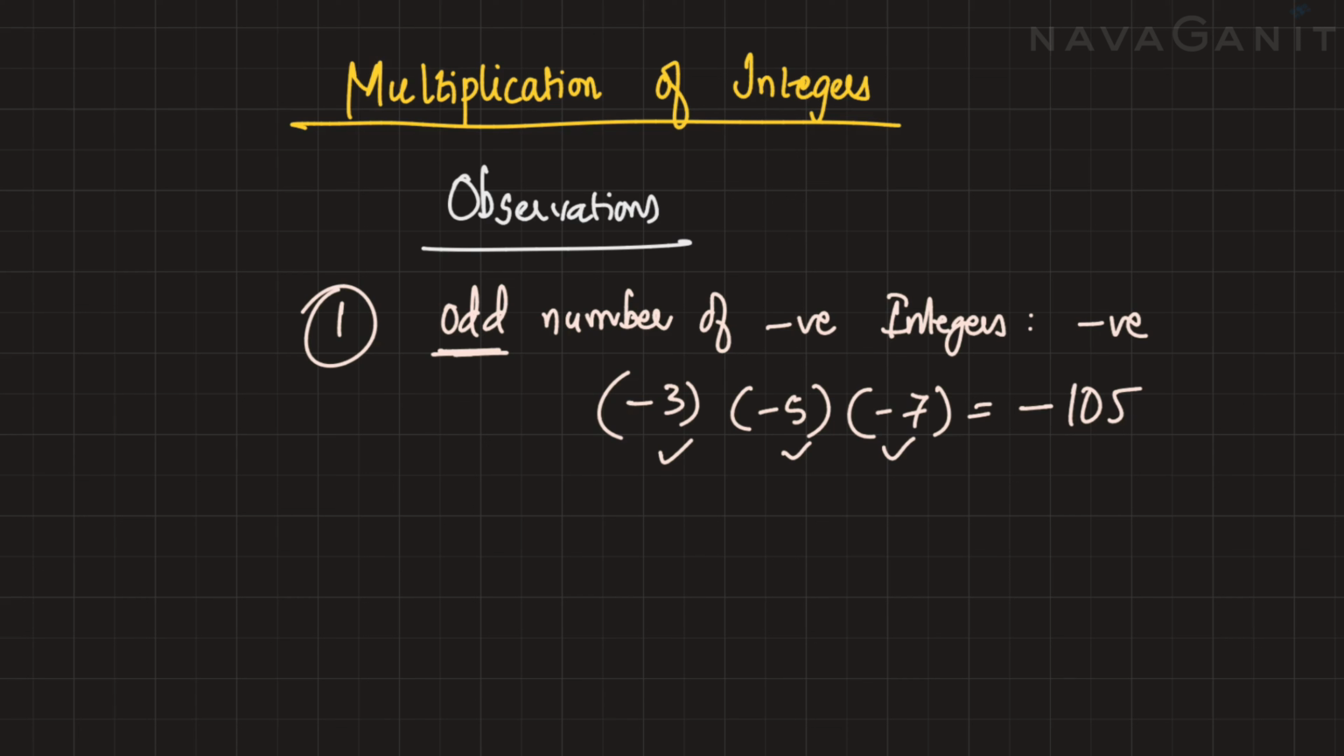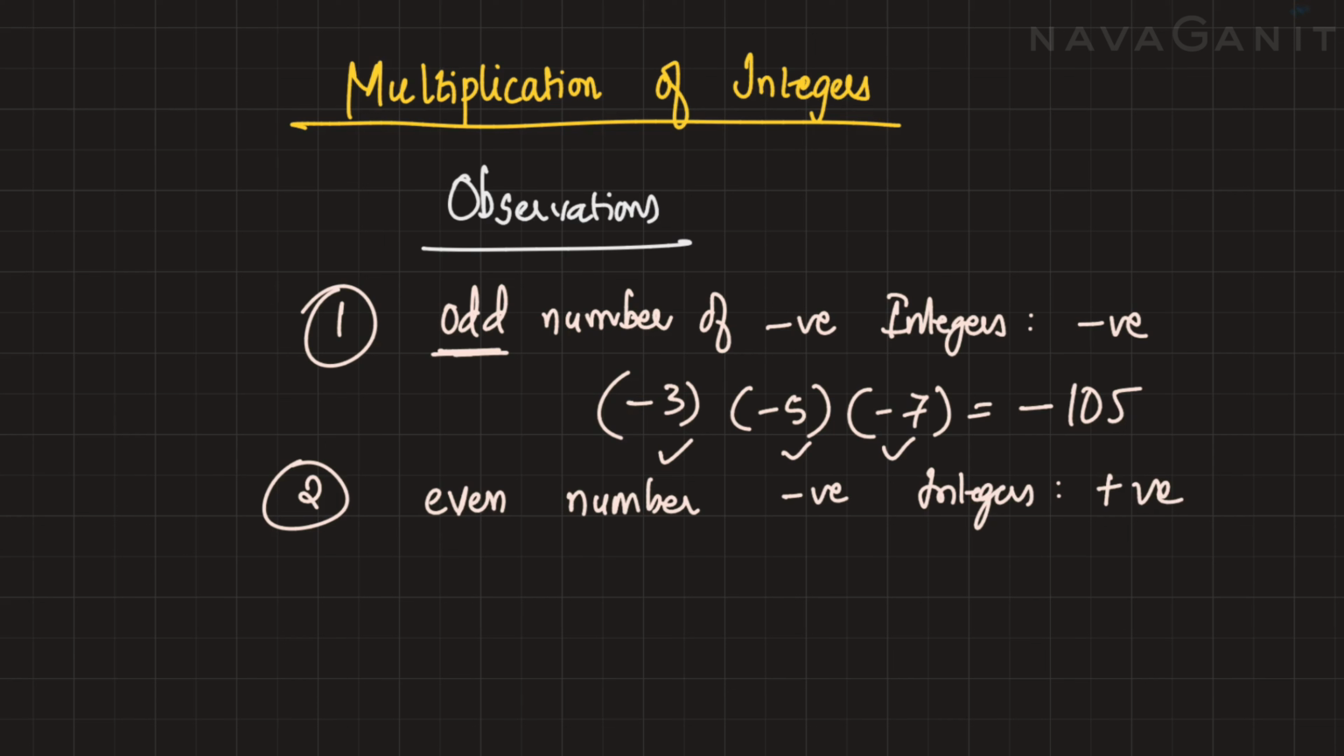Similarly, whenever we multiply an even number of negative integers, the result would always be positive. Say minus 2 multiplied by minus 4 multiplied by minus 6 multiplied by minus 8 would give us 384, which is positive.